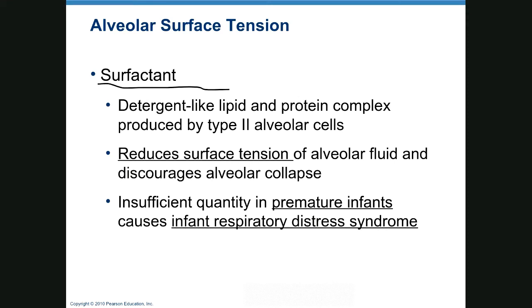It's a detergent-like lipid inside each alveolus that reduces surface tension and keeps the little alveoli from collapsing. It's not produced in sufficient quantities in preemies, and they'll have infant respiratory distress syndrome. Now, if you know this baby is going to have to be delivered early, a shot of a corticosteroid will often increase the amount of surfactant available in that lung.